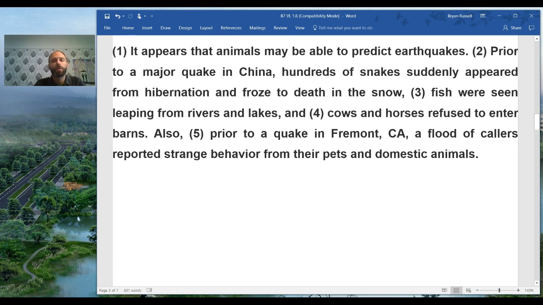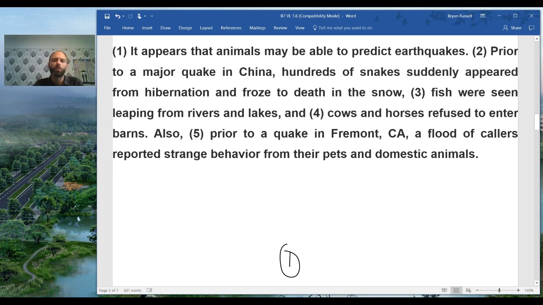All right, so again, what we want to do here is identify the conclusion. We don't see any premise or conclusion indicator words, so again, we should strongly suspect that the first statement is going to be the conclusion. The first statement: it appears that animals may be able to predict earthquakes. The rest of the passage shows some examples of that. So it makes sense that the most general claim here, that animals may be able to predict earthquakes, is going to be our conclusion. So we'll put that at the bottom of our diagram.